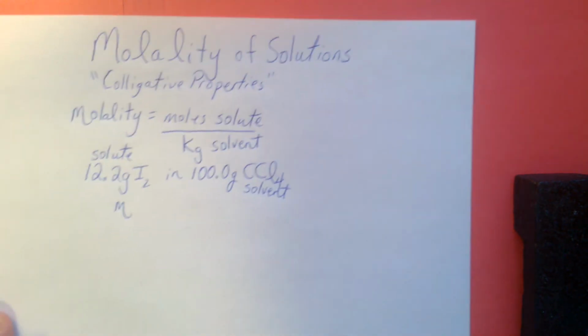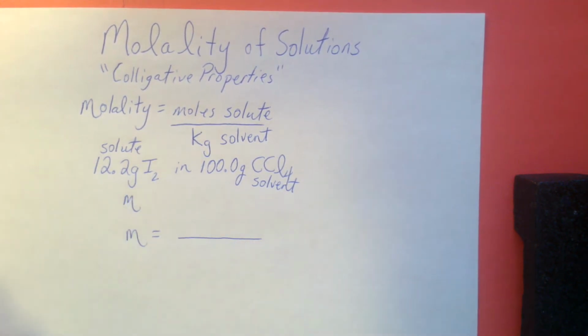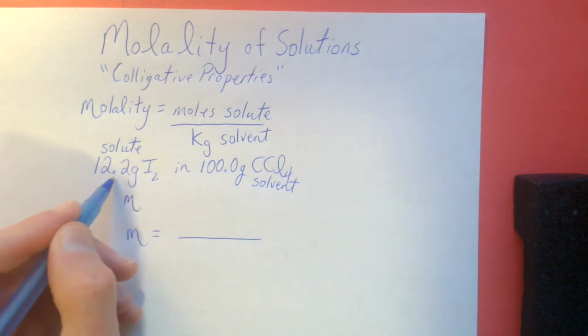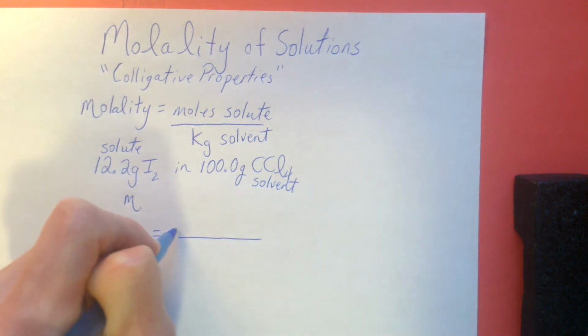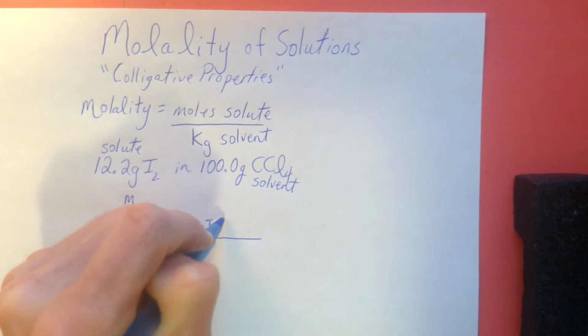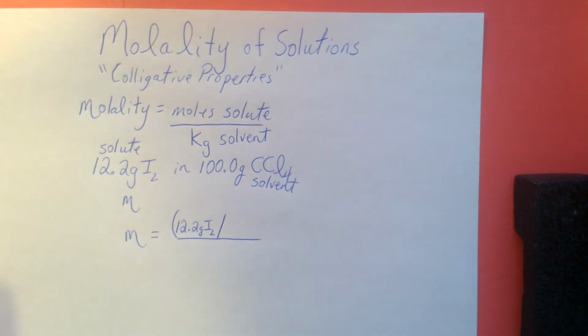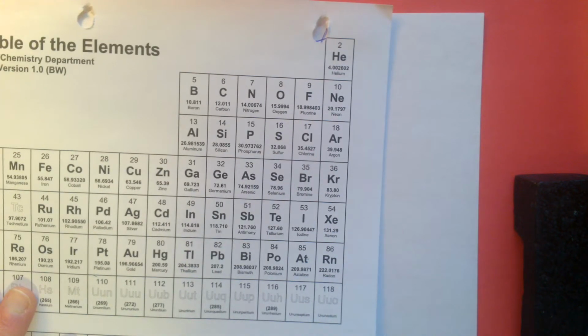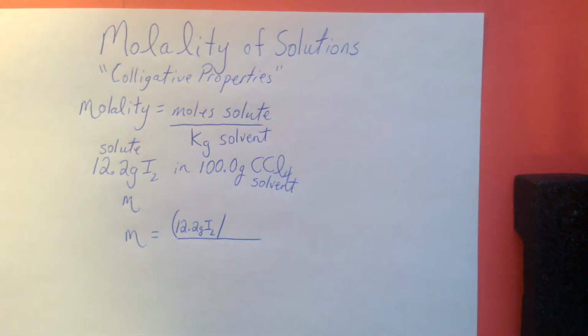So let's get this set up. Molality equals moles of iodine over kilograms of solvent. So we need to first change this 12.2 grams of iodine to moles. How do we change things from grams to moles? We divide by their molar mass. The molar mass of iodine, I2, we just reference our periodic table.